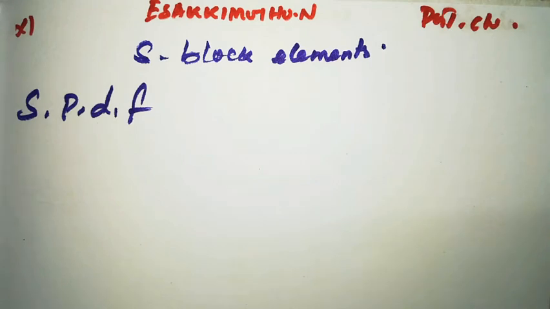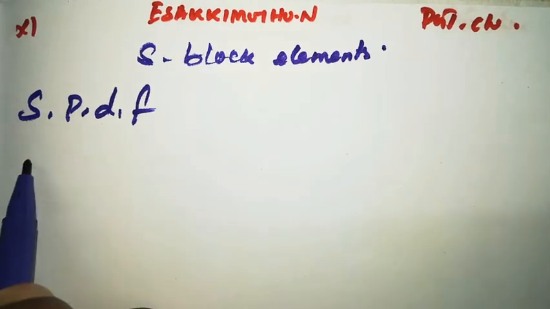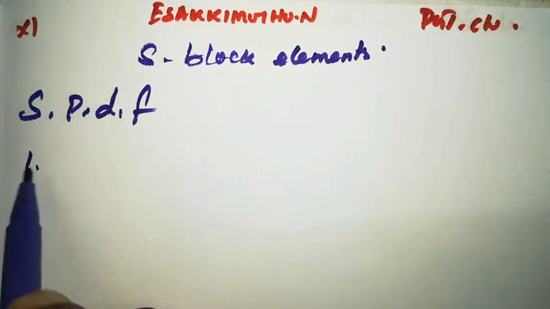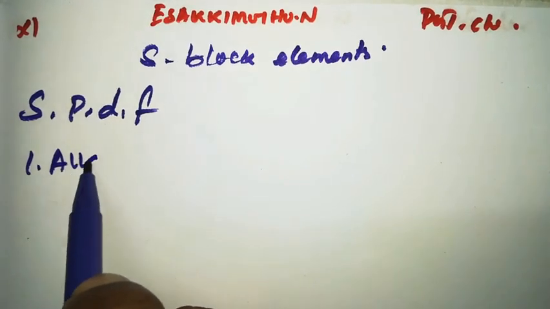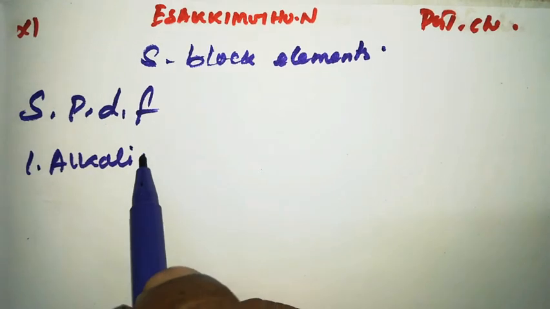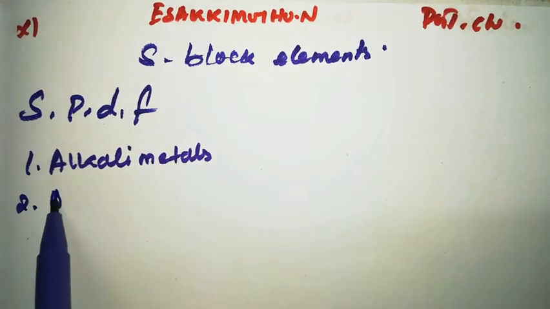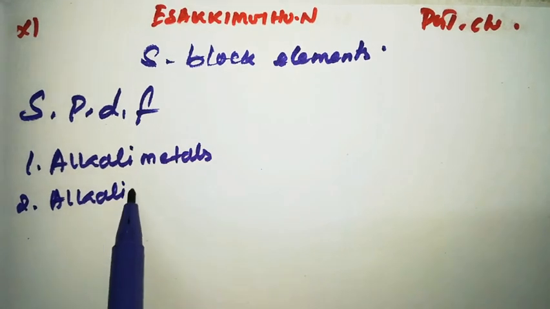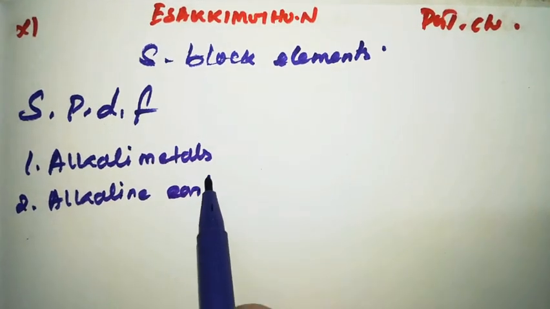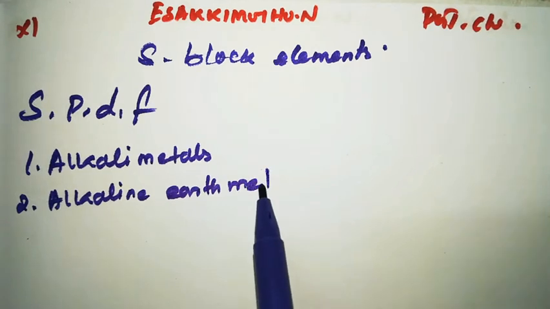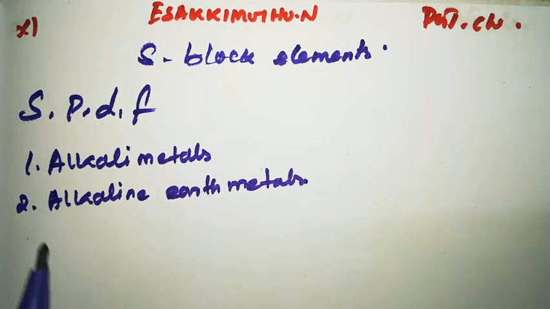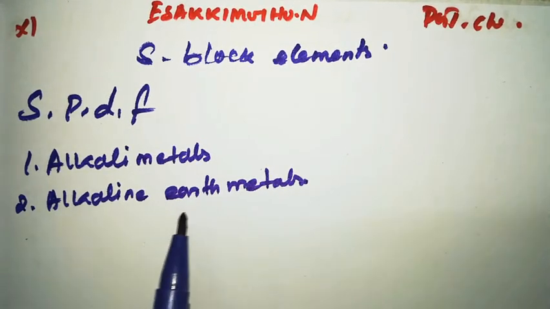So S block elements are further divided into two types. The first one is alkali metals, and the second one is alkaline earth metals. Okay, so the S block is further divided into alkali metals and alkaline earth metals.